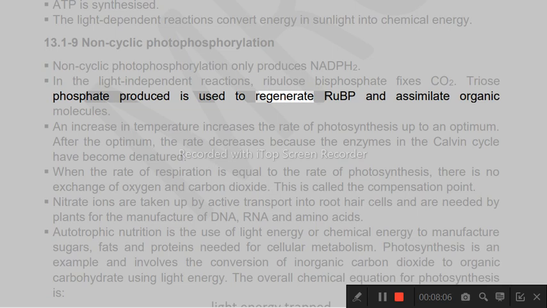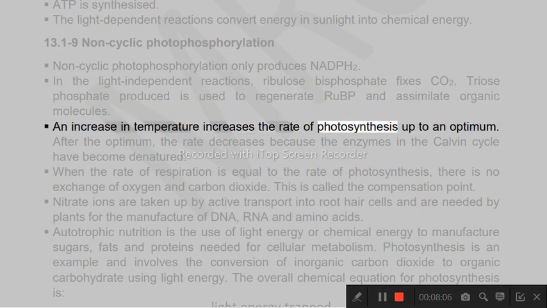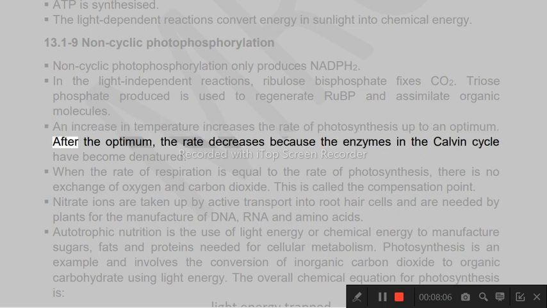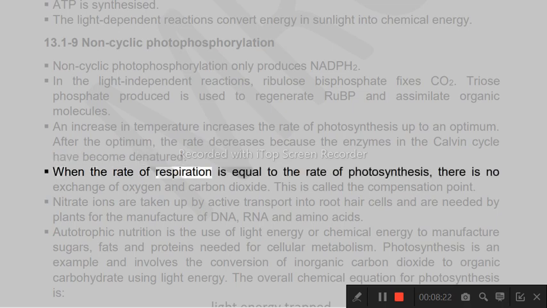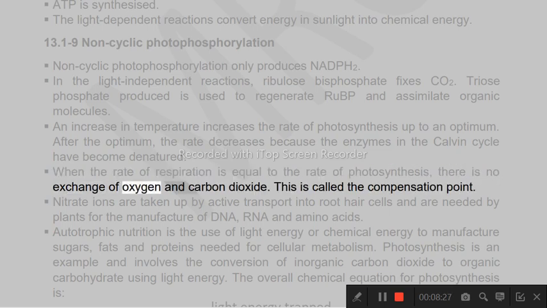An increase in temperature increases the rate of photosynthesis up to an optimum. After the optimum, the rate decreases because the enzymes in the Calvin cycle have become denatured. When the rate of respiration is equal to the rate of photosynthesis, there is no exchange of oxygen and carbon dioxide. This is called the compensation point.